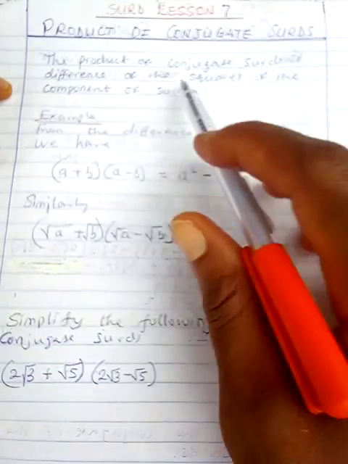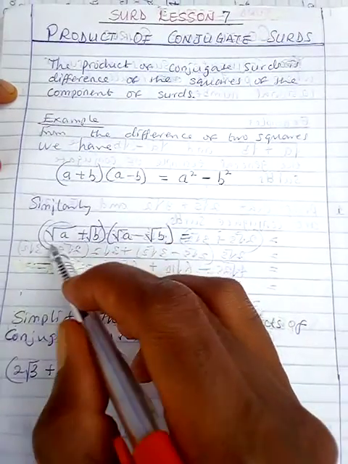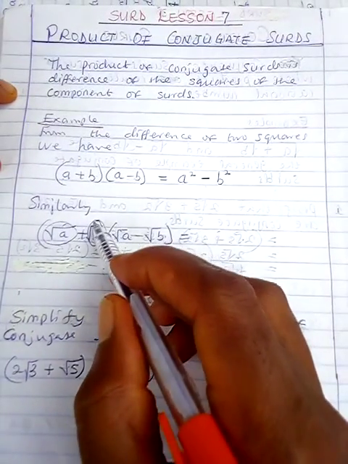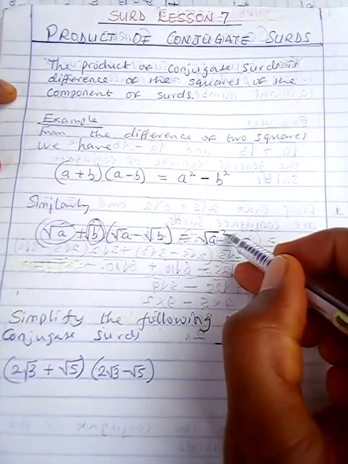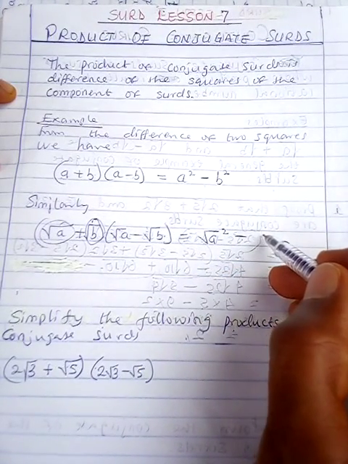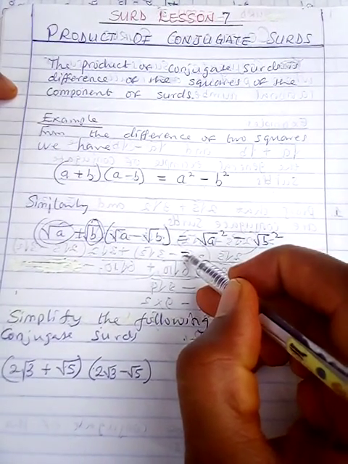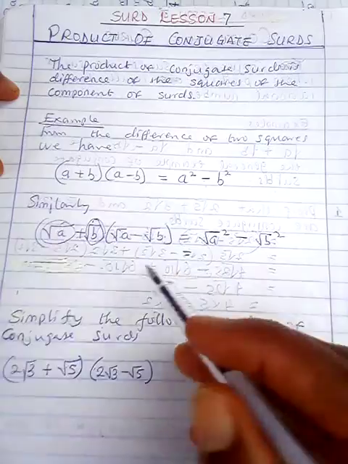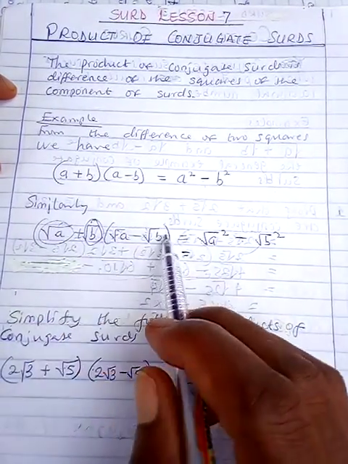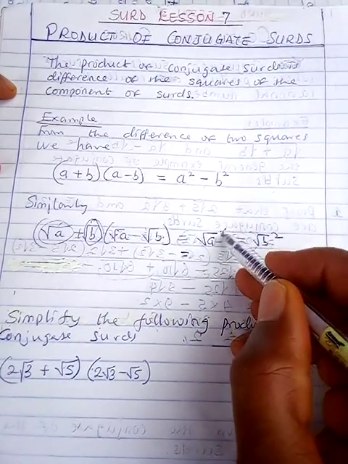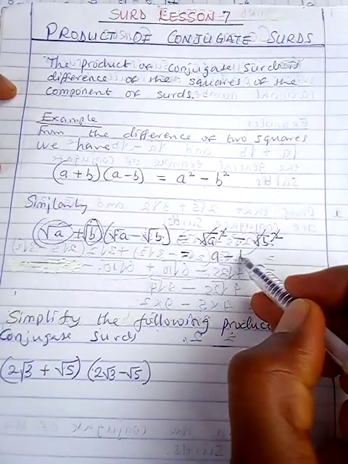Actually, like for what we see now, the product of conjugate Surd is the difference of the squares of the element. So the simplest way is for you to find the square of this, subtract it by the square of this. That's going to give us Surd a square minus Surd b square. This is how to find the product of conjugate Surd. You don't have to go through a long process. Just find the square of this, subtract it from the square of this, because these elements are the same. Here the square will take out the square root, and the square will take out the square root. So we are having a minus b.